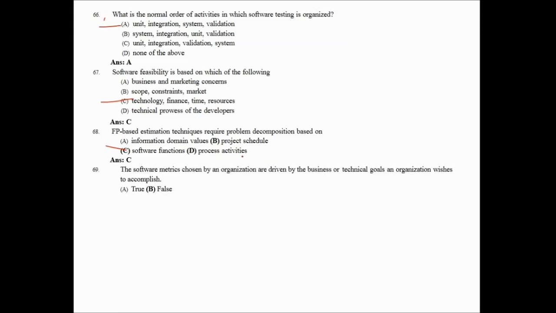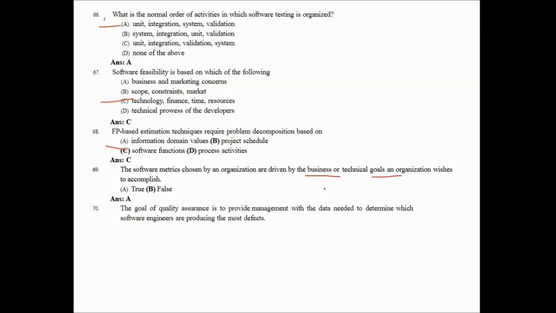The software metrics chosen by an organization are driven by the business or technical goals the organization wishes to accomplish. Is this true or false? This is always true. The goal of quality assurance is to provide management with the data needed to determine which software engineers are producing the most defects. Which one is this? This is false, because the goal of quality assurance is not what has been mentioned.